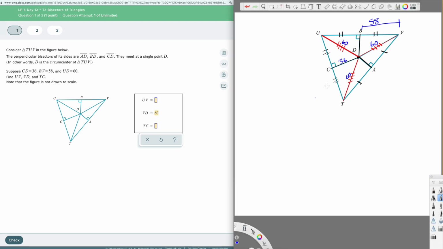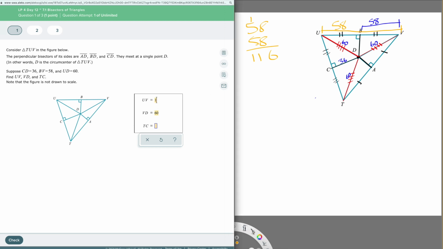So they're asking me what UV is. So they want this entire side, UV. Well, I know what part of it is. So I actually don't even have to use the Pythagorean theorem on this one because remember, perpendicular bisector, it cut this in half. If this side's 58, this side is also 58. And if I want the entire thing, we can do segment addition, and I can just say 58 plus 58. And that gets me 116. So I don't have to do the Pythagorean theorem there.